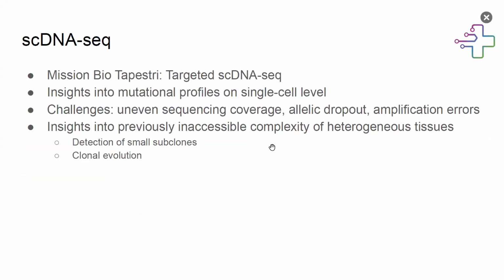So single-cell DNA-seq data analysis gives us the option to look into the mutational landscape of tissue on single-cell level. The challenges are that we have a super uneven sequencing coverage, we have allelic dropout, and a lot of amplification errors because we have to amplify super, super hard. But it can give us insights into previously inaccessible heterogeneity of tissue. So for example, if you have leukemia, you can detect really rare subclones and you can look into the clonal evolution.